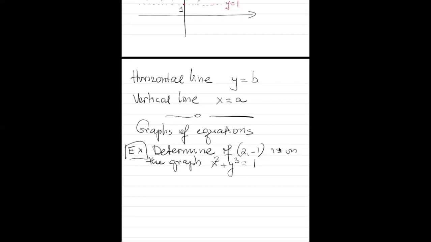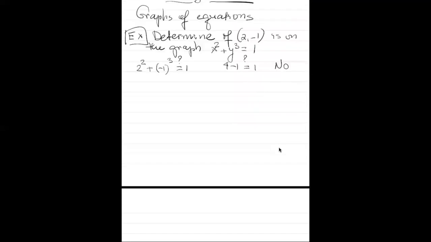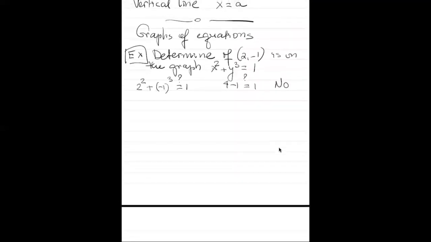So if x is 2, you have 2 squared and y is -1. The question is, does that equal to 1? So you have 4 minus 1. Does that equal to 1? No. So we plugged in the point and it didn't work. So the given point 2, -1 is not on the graph.